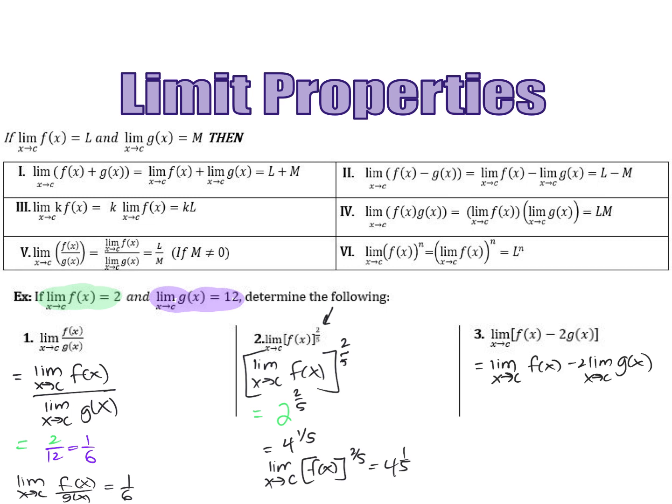So hopefully you had time to work through this. Here's the step where we're applying the properties ahead of time. And now I'm going to substitute in what I know. I know this limit is 2. I'm subtracting 2 times the limit for g, which is 12. And that's going to give me 2 minus 24, negative 22. And I'm going to rewrite that final statement. The limit as x approaches c of f of x minus 2 times g of x is going to equal negative 22. Now that we have built these skills, let's go ahead and look at a different type of example.